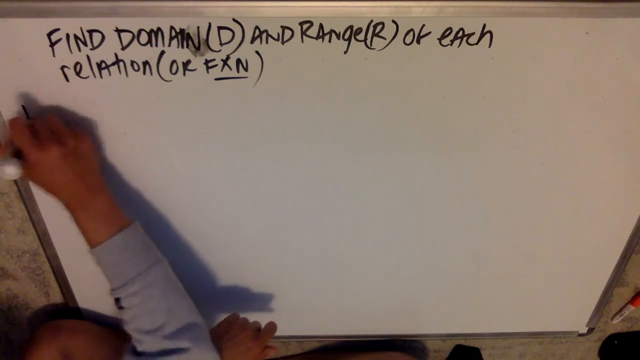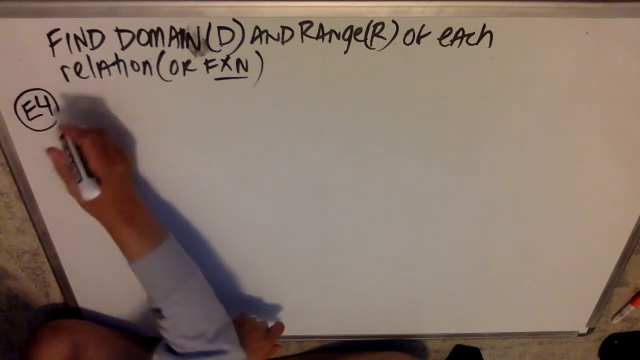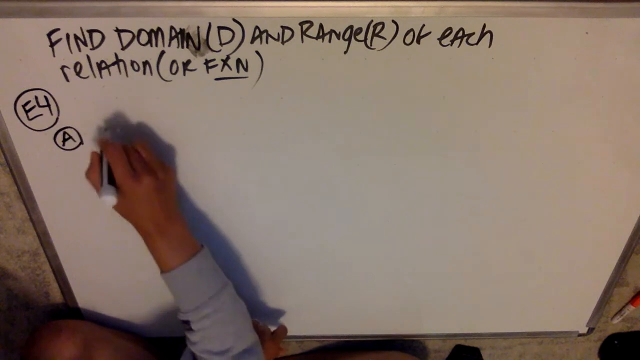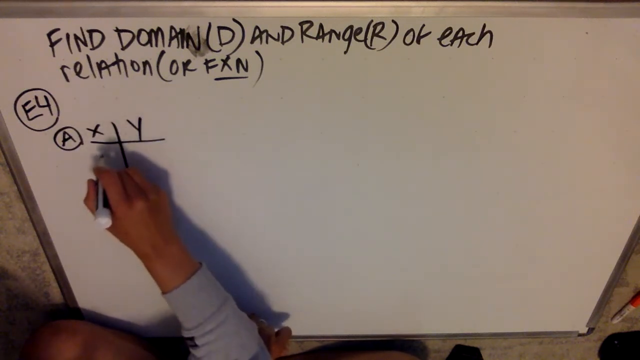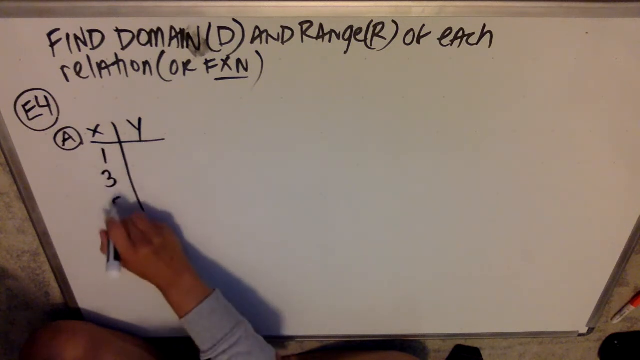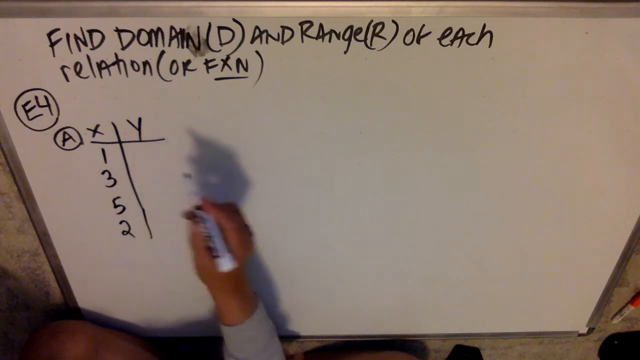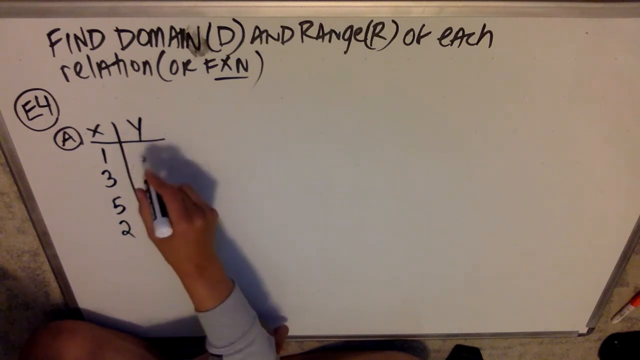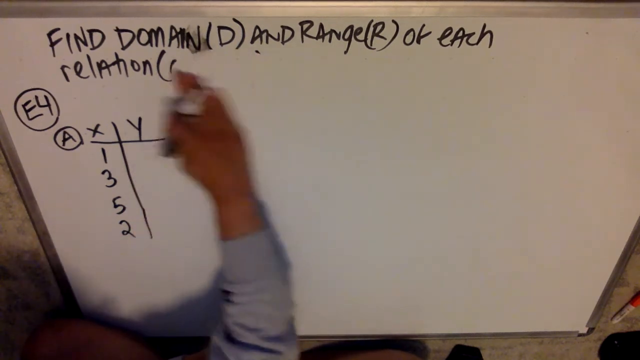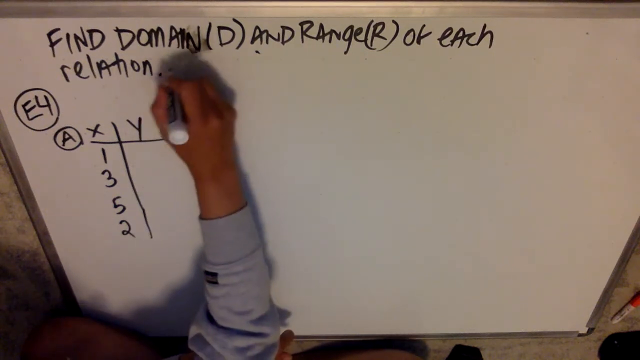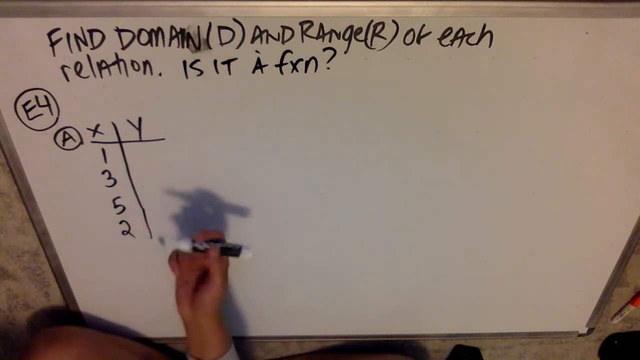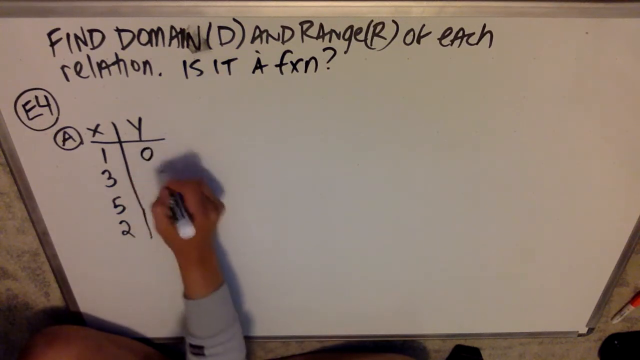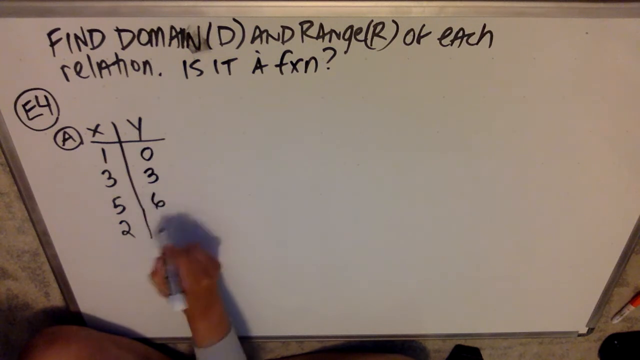So in example 4, we're going to start with a table. Let's do 1, 3, 5, 2. And let's say each relation, and then I'm going to ask you, is it a function? Because some relations are functions and some aren't, right? Okay. And let's do 0, 3, 6, negative 1, right?